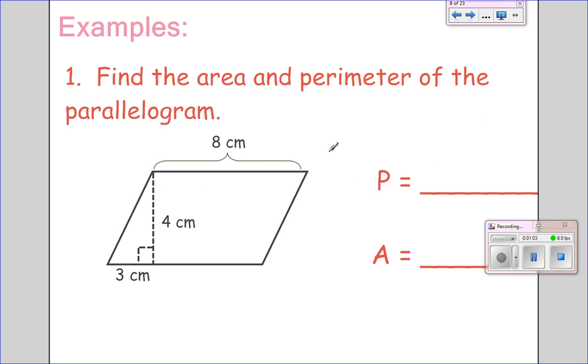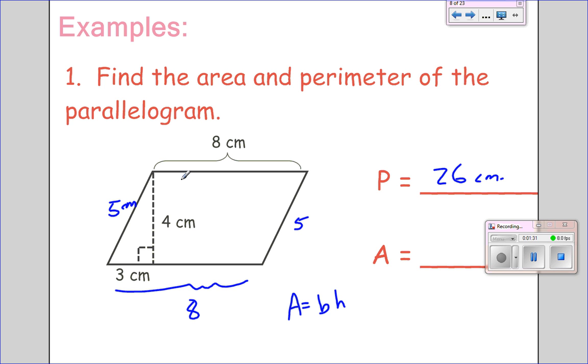All right, so let's find the area and perimeter of the parallelogram. For the perimeter, I need to know all the sides. Well, I'm missing this side here, but you do notice a right triangle, hopefully. Using the Pythagorean theorem and noticing it's a 3, 4, 5, I know that's 5 centimeters. So this whole side down here is going to be 8, and this side is going to be 5. So 8 plus 8 plus 5 plus 5 is 26 centimeters. Now the area is base times height, and the base is 8. So area equals 8 times 4, which is 32 centimeters squared.